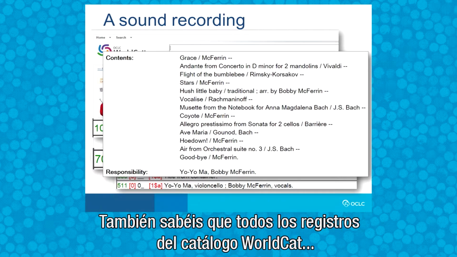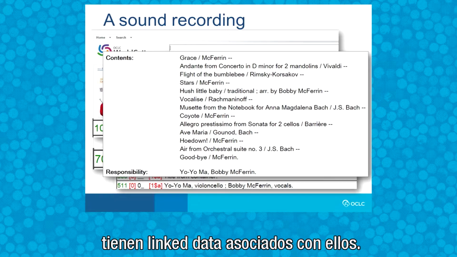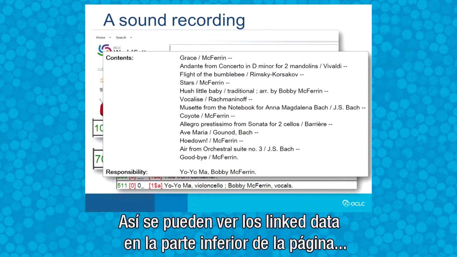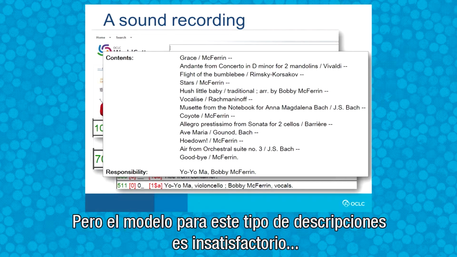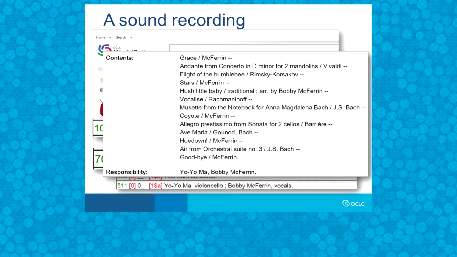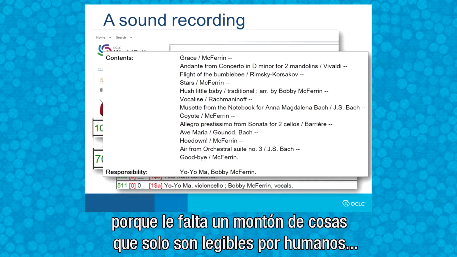So as this audience also knows, though, all of the WorldCat catalog records have linked data associated with them. And so you can look at the linked data at the bottom of the page and induce the model from it. But the model for these kinds of descriptions is sort of unsatisfying because it's missing a lot of stuff that is only human readable.